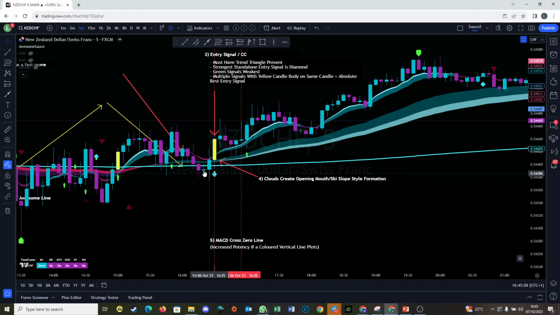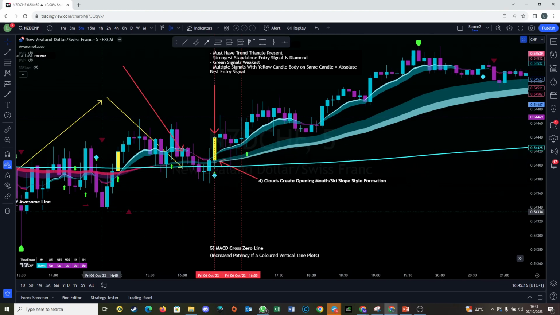Everything on the same candle, even better. Almost a guaranteed trade if you're set up with the right clouds bouncing off the 400. So basically what we've had now is we've had break and retest, thinning of the clouds, triangle to confirm new trend may be starting, and we've had your entry signal. So you've got your CC, you've got your confirmation candle.